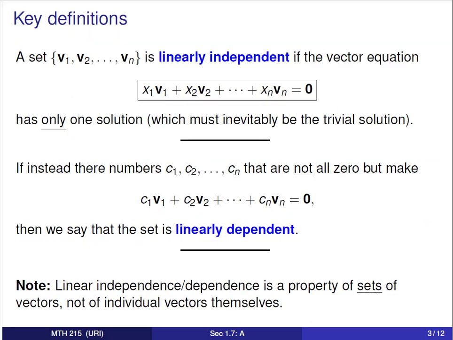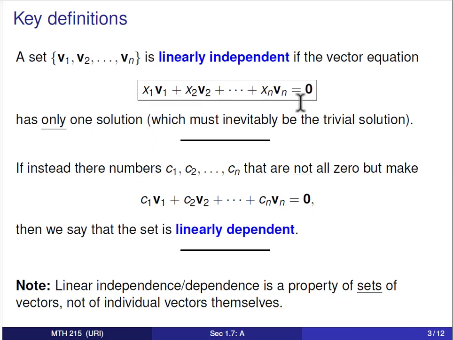So here is our first key definition. We're going to be talking about sets of vectors in this section, and one thing that we most often want to talk about when we talk about sets of vectors is linear independence. And so what that means is this: if we have a collection of n different vectors, which we'll call v1 through vn, we'll say that that set of vectors is linearly independent if the vector equation x1 v1 plus x2 v2 plus ... plus xn vn equals 0 has only one solution.